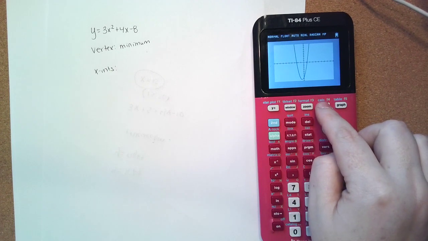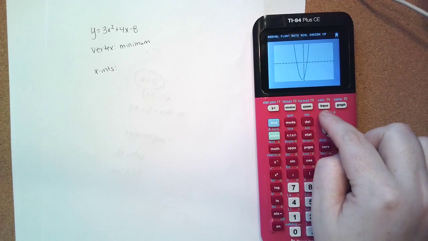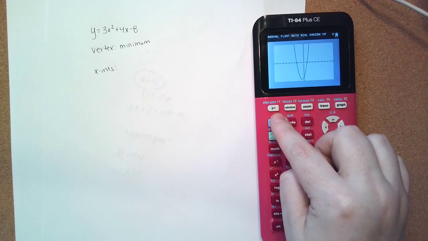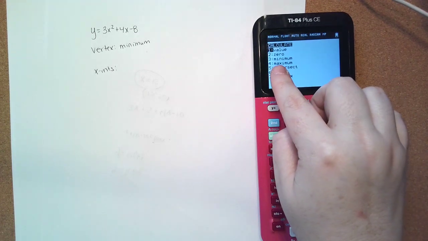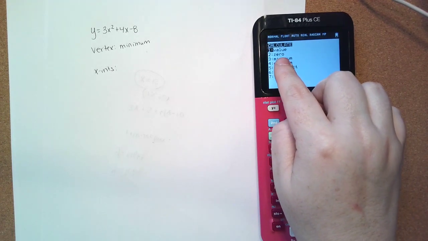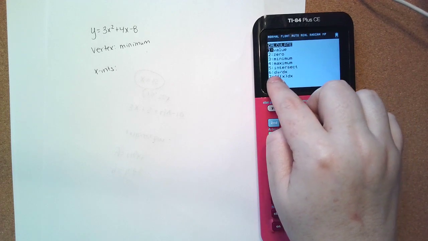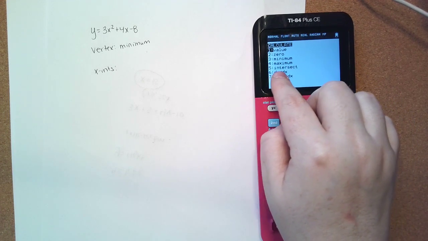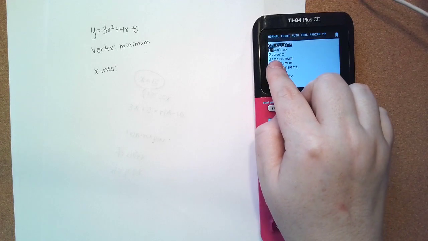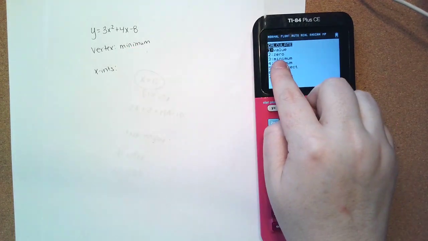Our calculate button is that blue calc above trace. So we're going to press second, and we're going to go to calc, which is trace. And we want to find the minimum. So we have value, zero, minimum, maximum, intersect, and these two go to calculus. This is the derivative, this is the integral. We're not going to focus on those in this course. We know our vertex is a minimum, so we want to go to minimum.